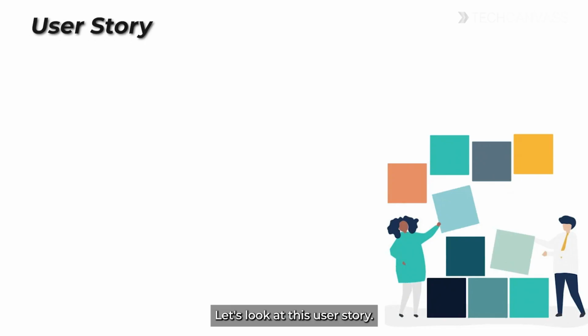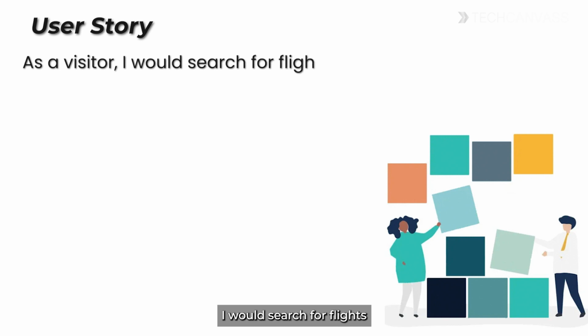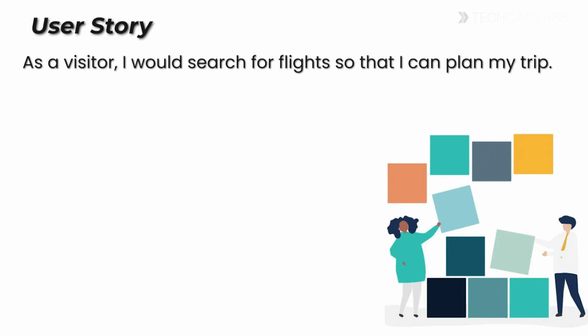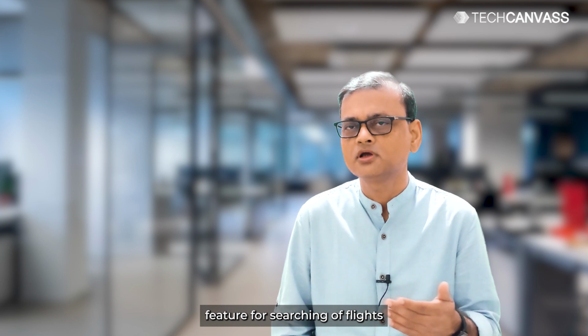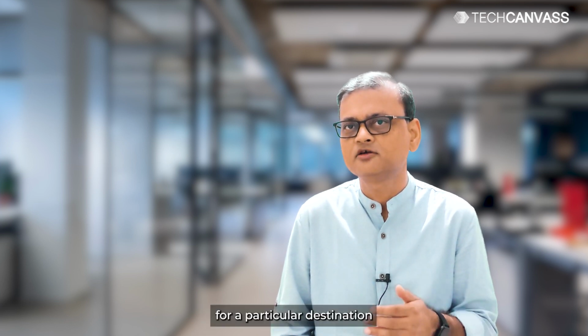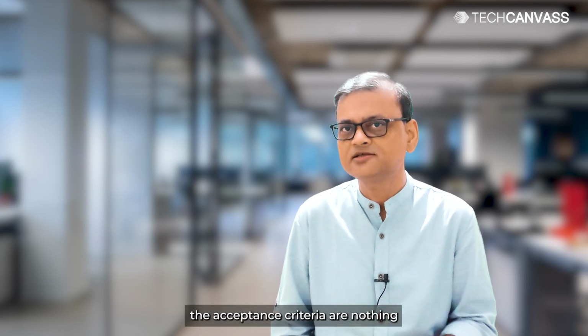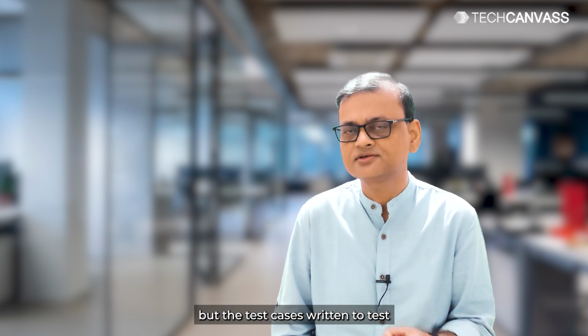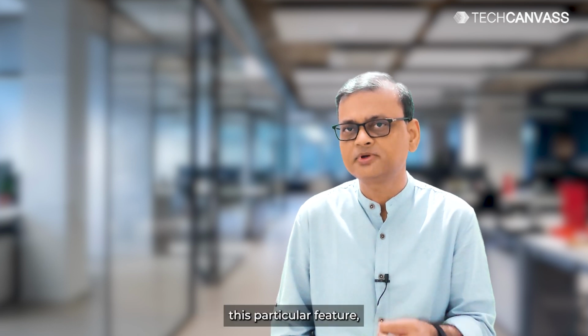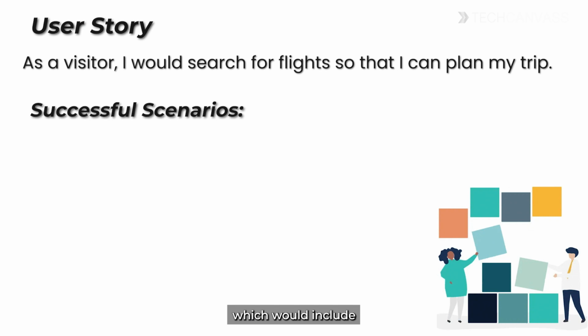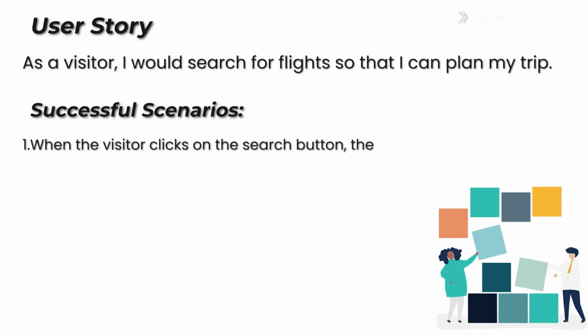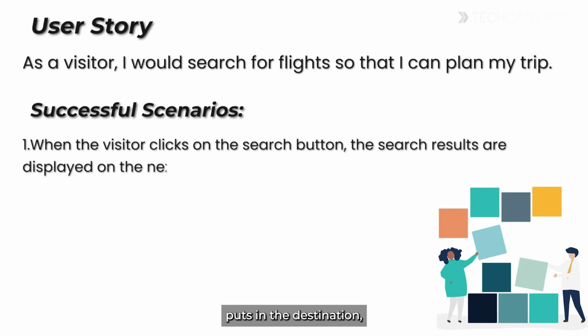Let's look at this user story. As a visitor, I would search for flights so that I can plan my trip. Now this is one feature for searching of flights for a particular destination or for a particular date. In that case, the acceptance criteria are nothing but the test cases written to test this particular feature, which would include when a visitor on the website puts in the destination and puts in the dates, it shows the correct flight results, which can be matched with the actual results.